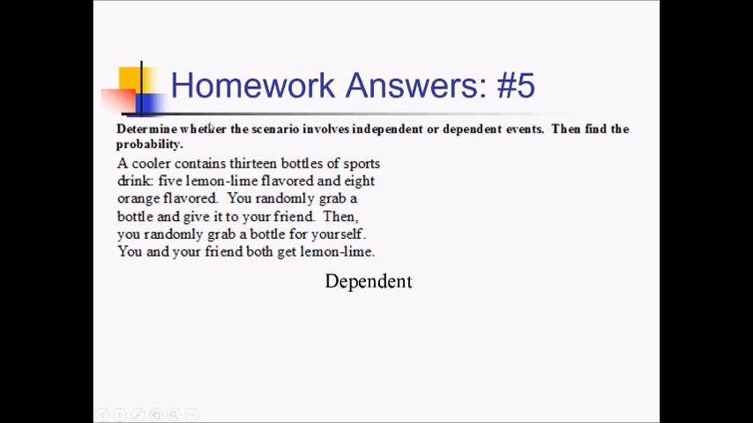Now for the probability, we're trying to figure out the probability that you and your friend both get lemon lime. So we're looking for lemon followed by lemon. So now let's find the probability of you picking a lemon for your friend. We have, let's see here, they said 13 bottles of sports drinks overall. So that's something over 13 for that first probability. And now of those, how many were lemon lime? Well, they said 5 were lemon lime and 8 were orange. So we have 5 over 13 for that first probability.